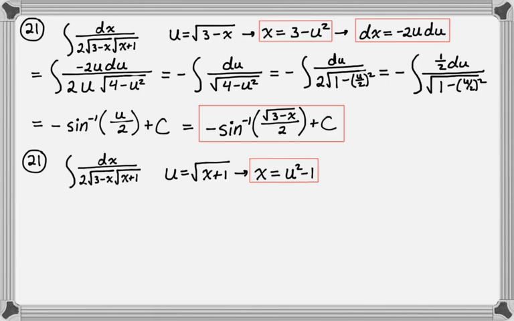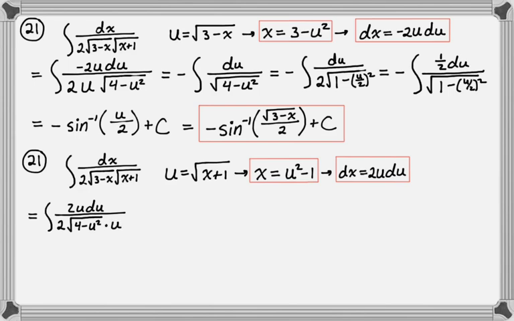I'm going to end up substituting that. I'm going to find dx is 2u du. So things are really similar, but a little bit different. Let's do all the substitutions. So we'll get 2u du, and then over 2, and then it's 3 minus x, and x is u squared minus 1. So it's 3 minus u squared plus 1, so 4 minus u squared, which looks really familiar. And then that was u.